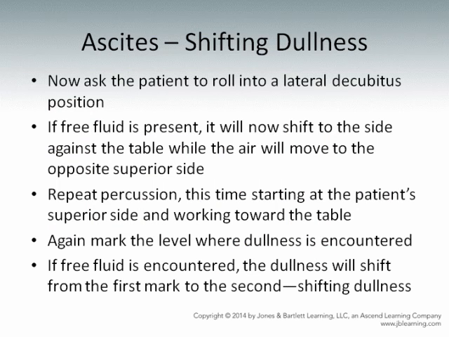So again, for shifting dullness, you're going to continue. You're going to ask the patient to roll on their side. If fluid is present, it will now shift to the side against the table while the air will move to the opposite superior side. You're going to repeat your percussion, this time starting at the patient's superior side and working toward the table. And then again, you're going to mark where the dullness is. If free fluid is encountered, the dullness will shift from the first mark to the second mark, shifting your dullness.